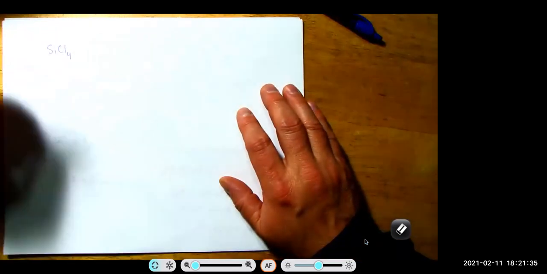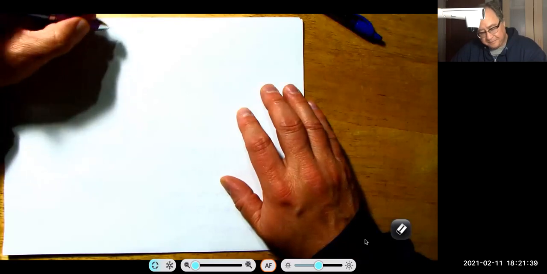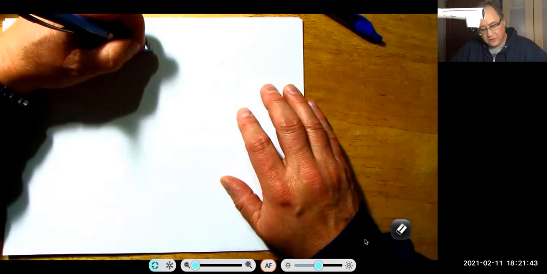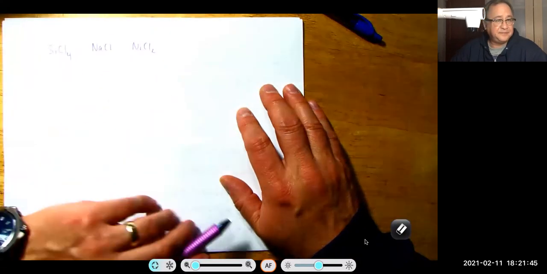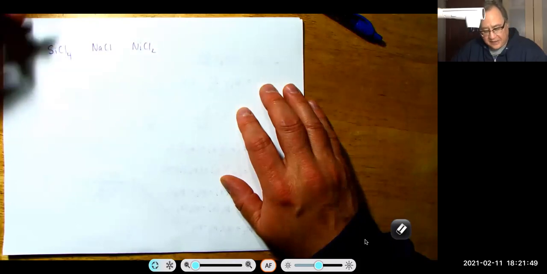Okay, first of all, when you want to know how to name something, you've got to look at the formula. If the formula is a metal and a non-metal, it's ionic.